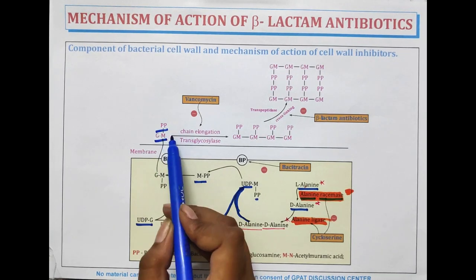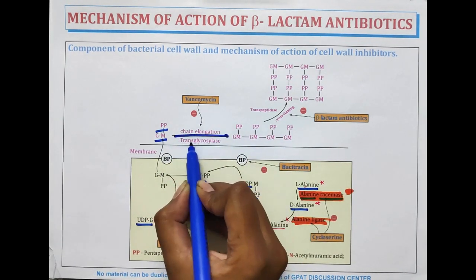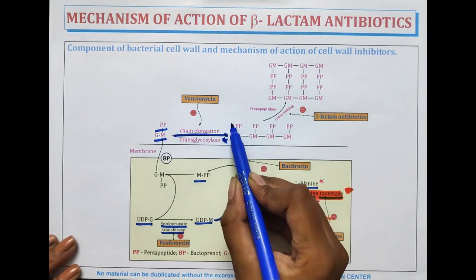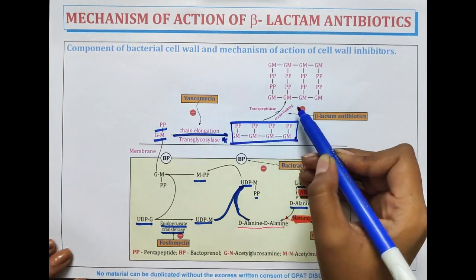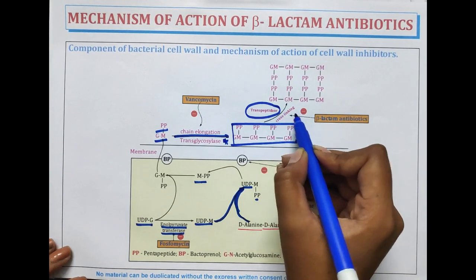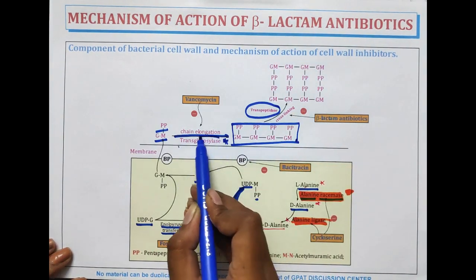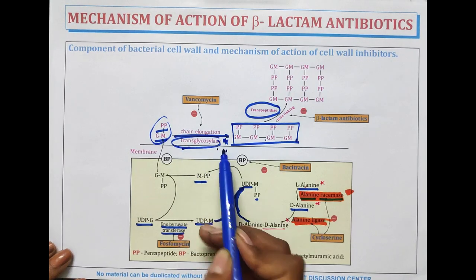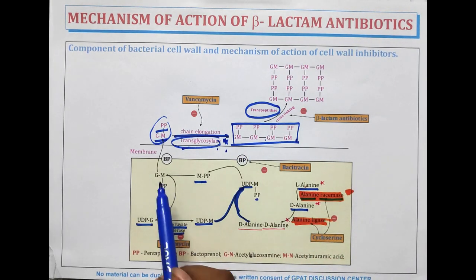Further, this GMPP complex or pentapeptide undergoes chain elongation by the transglycosylase enzyme. Then this is the structure of the glucosamine muramic acid pentapeptide, and the cross-linking of this chain is on the basis of transpeptidase. Transpeptidase is responsible for the cross-linking of the glucosamine and muramic acid chains, and transglycosylase is responsible for the chain elongation. This single unit is converted into various units by the transglycosylase enzyme. This was the detailed structure of the bacterial cell wall components and mechanism.